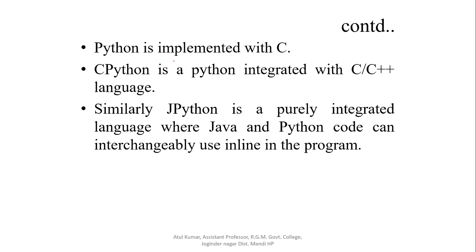So Python is basically implemented with a very popular high level language, the C language, so it is also called CPython, which is integrated with the C++ language. Similarly, we have the Jython language, which is also a category or different implementation of Python, and it is a purely integrated language where Java and Python code can be used interchangeably inline in the program.